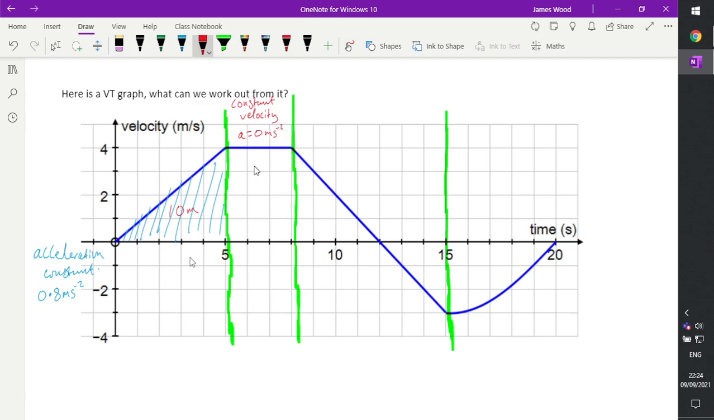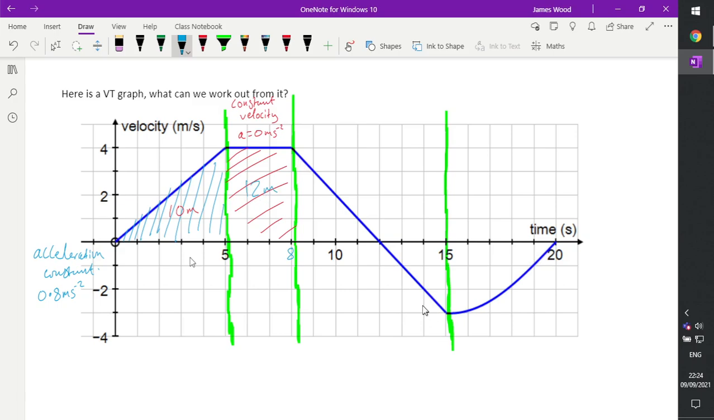Okay, it's not changing. The area we could work out as just a rectangle. We've got, this is 5, 6, 7, this must be 8 here. So we've got just 4 times 3, so that's 12 meters traveled in here.